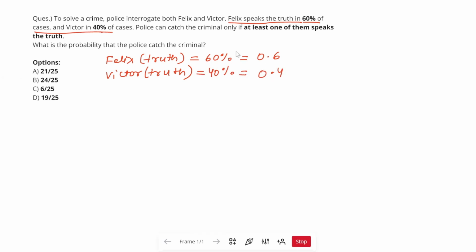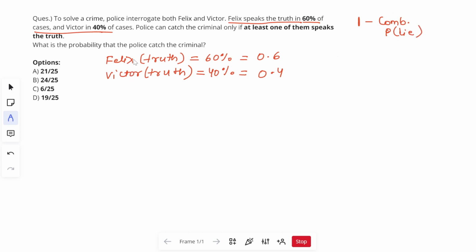Now let's see what we need to find. Police can catch the criminal only if at least one of them speaks the truth. So how do we find the probability that at least one of them speaks the truth? Out of the total, we subtract the combined probability of them both speaking a lie. When we solve, you will understand it better. So we are going to follow this one now.